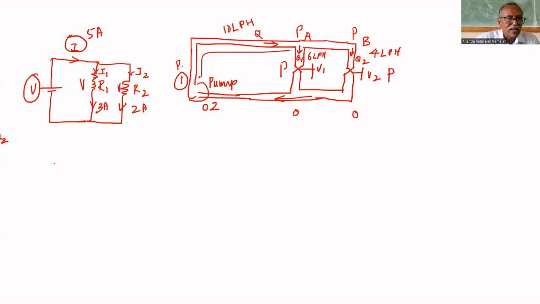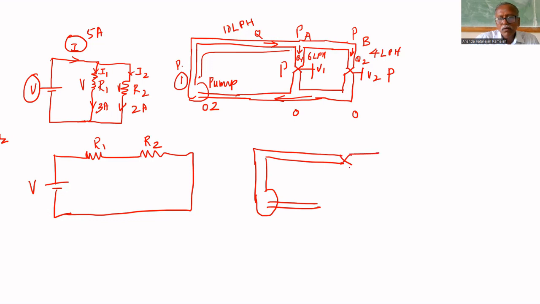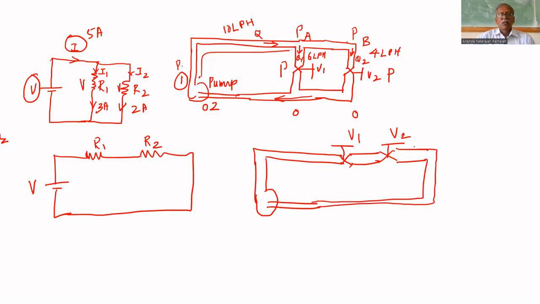Suppose I am having another circuit. This is looking like this. One resistance, another resistance. They are connected in series. Both resistances are connected in series. Applied voltage is V. For this, the pump system is this. One hand valve, another hand valve, V1 and V2. Again, it is connected here. This is identical to this, the analogy to this electrical circuit.